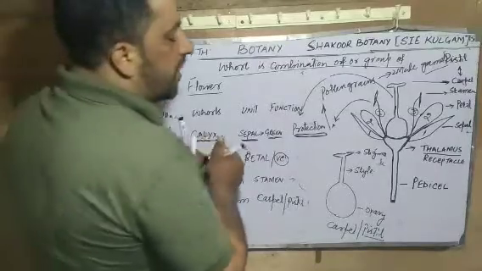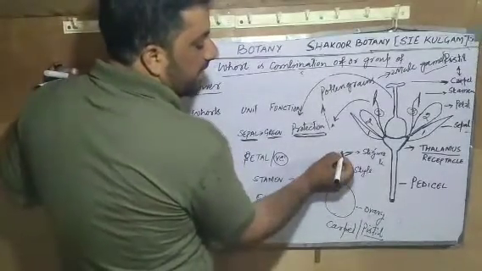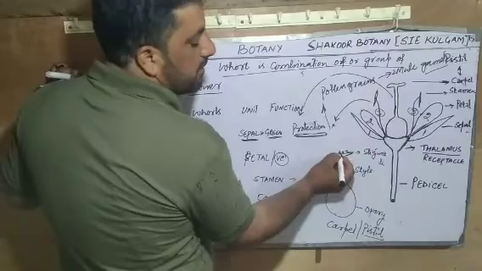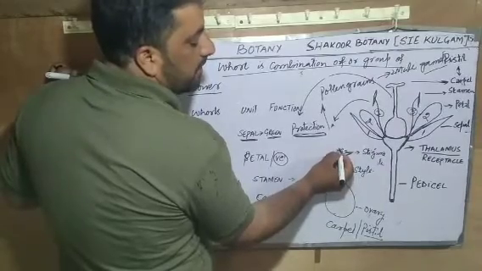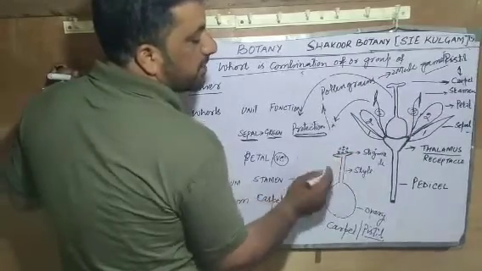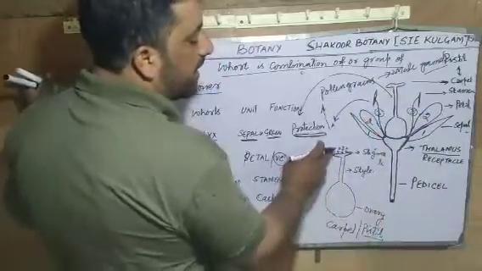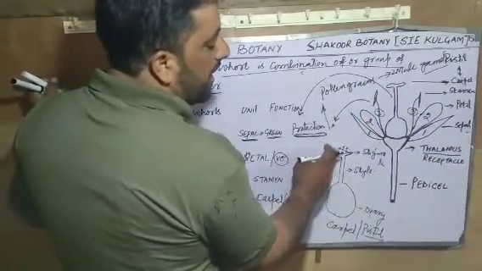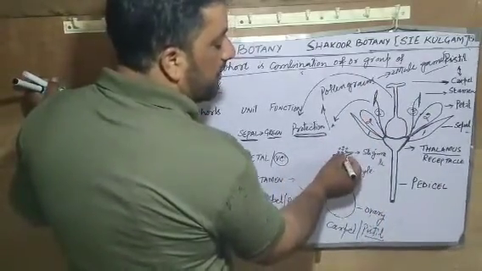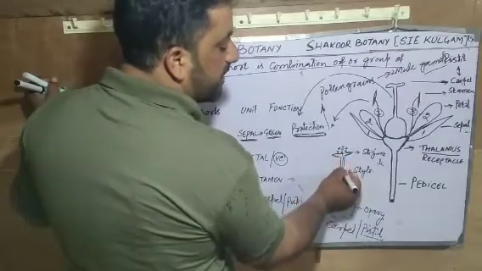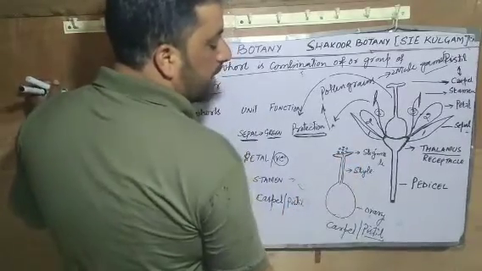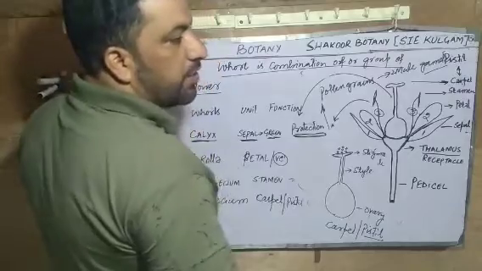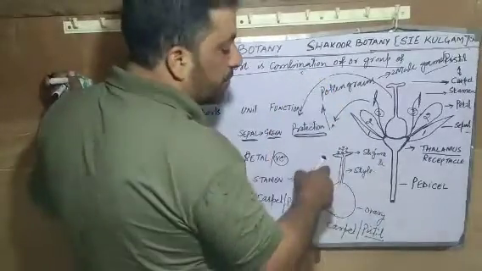What is the function of this stigma? It receives pollen grains. Male part या stamen से, male unit से जब anther से pollen grains निकलेंगे, those pollen grains will land on the stigma. They will germinate on the stigmatic surface and will produce a tube-like structure. That tube-like structure passes through the style.